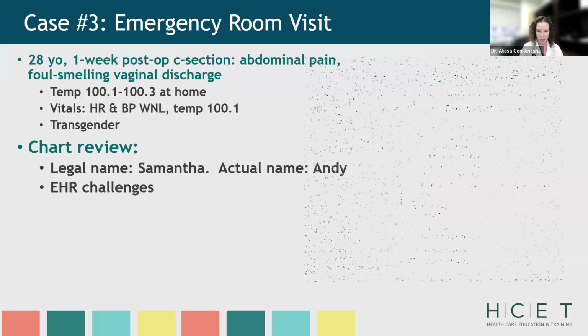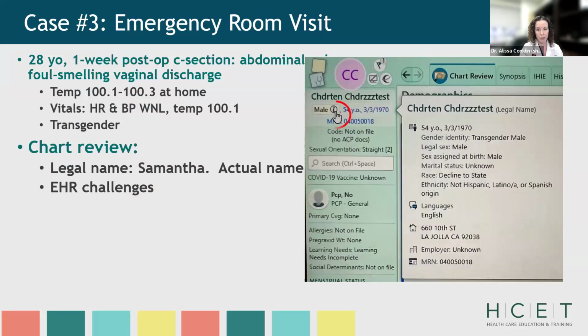Another EHR is Epic, where there is also a little I under the name, and if you hover over it, this box pops up that shows their pronouns, gender identity, sexual orientation, and anything else that has been manually entered. These invisibilities highlight how difficult it really can be in these electronic health records to electronically advocate for patients who are transgender.